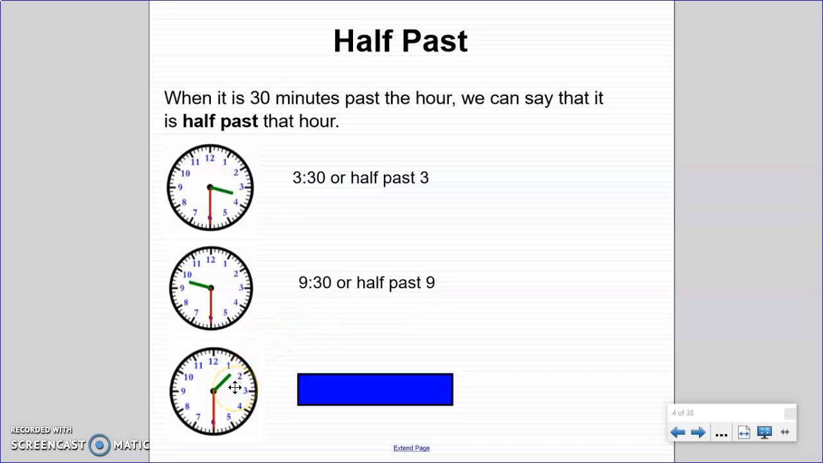On the third clock, what time do you think it is? Can you say it in 2 different ways using the term half past? The time is 1:30. Another way to say it would be half past 1.